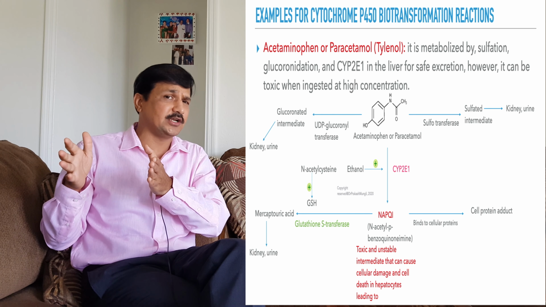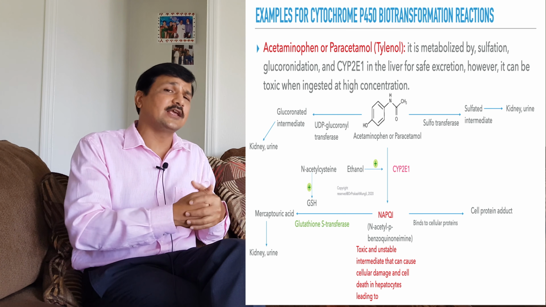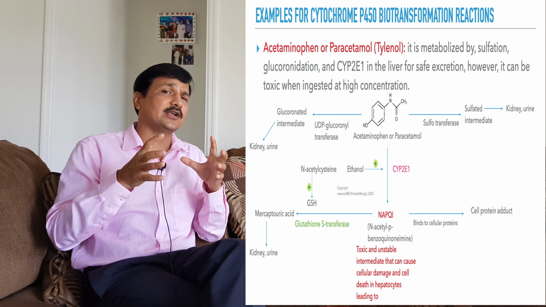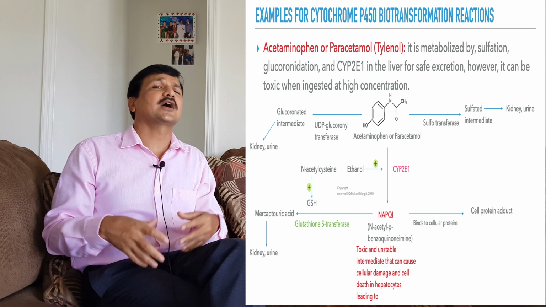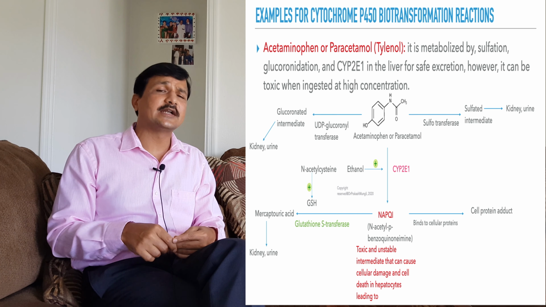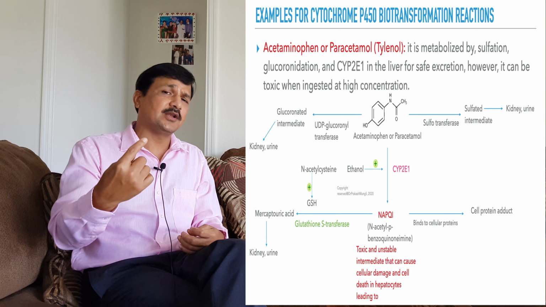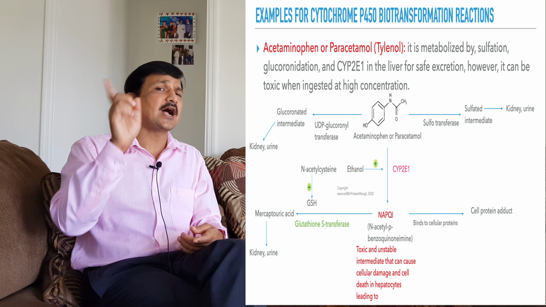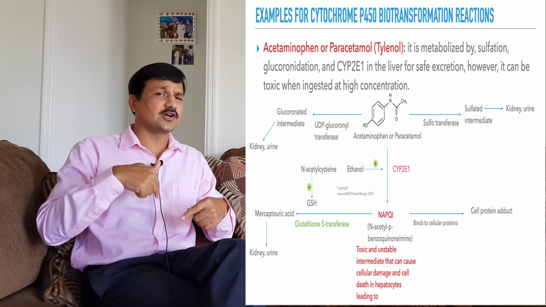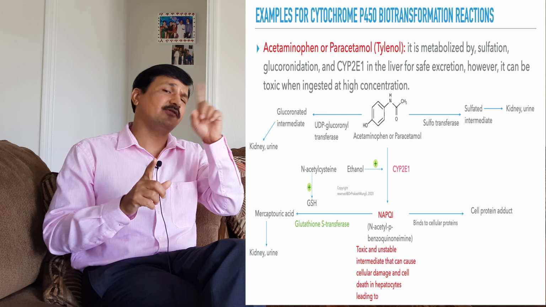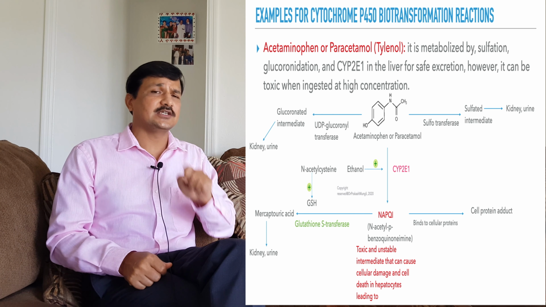When it exceeds more than 10%, that means it does not take care of all the NAPQI, and this NAPQI will go and bind to the protein, it will bind to the DNA, and it can cause hepatocellular death, and that is how it leads to hepatic toxicity. So the acetaminophen or paracetamol toxicity is not just because of that molecule, it is because of NAPQI, which has a toxic effect on the liver, especially when it exceeds more than 10%, that can be handled by GST.